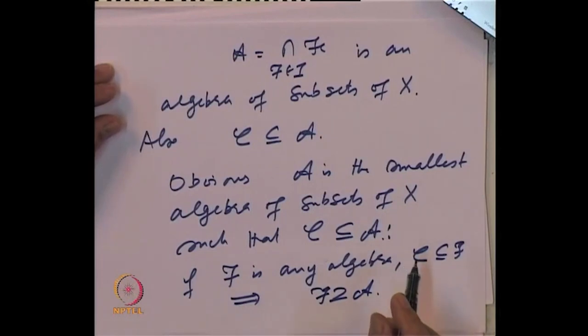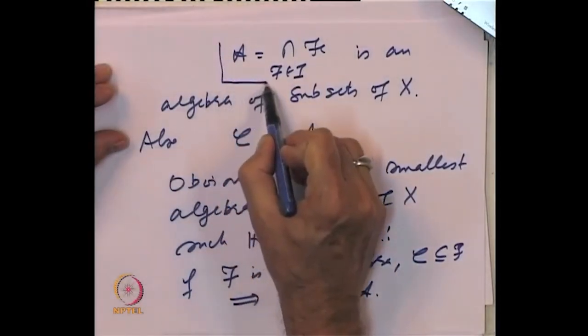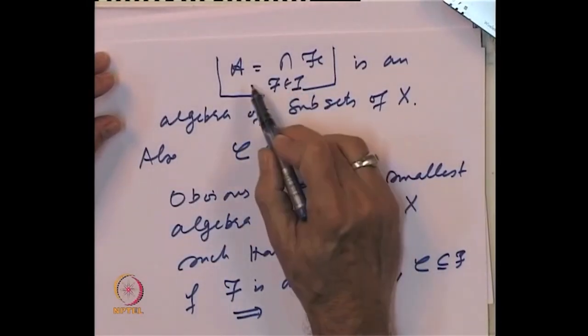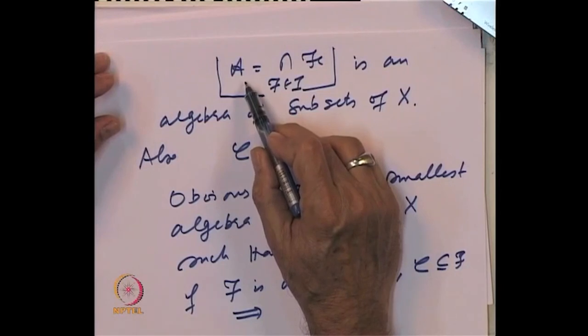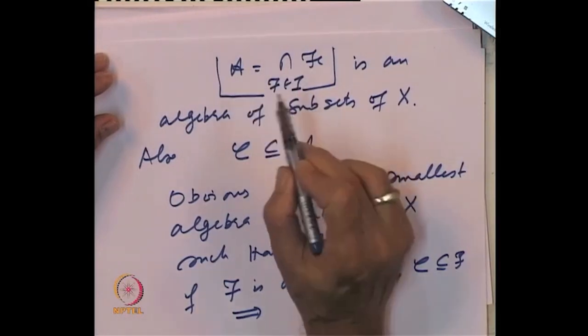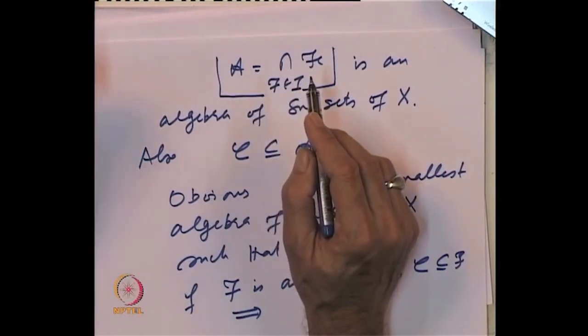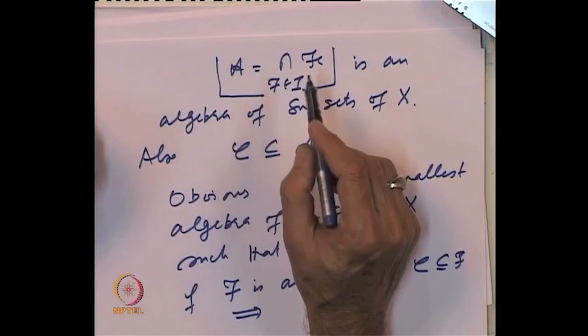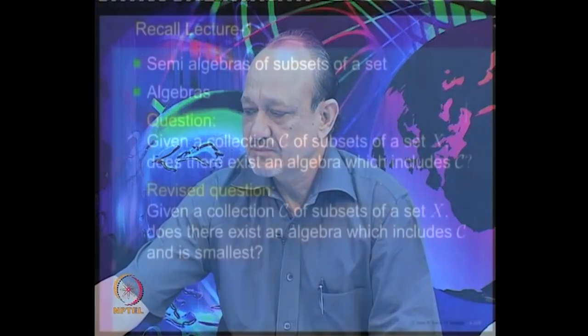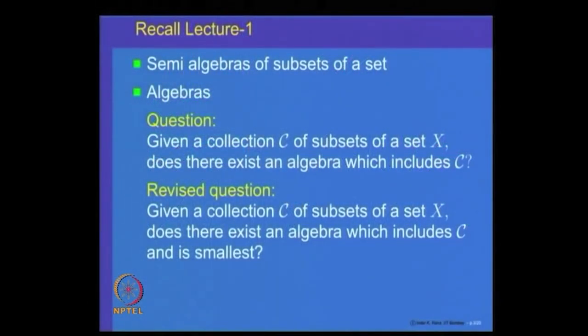So, what we have shown is that given any collection of subsets of a set X, if we define A by this, A is the intersection of all the algebras including C, then such an algebra exists, because there is at least one algebra which includes C, namely the power set, and it is the smallest. So, given any collection of subsets of a set X, there is an algebra of subsets of X which is smallest and includes C. So, we have answered this question, that given a collection C of subsets of a set X, does there exist an algebra which includes C and is smallest? Yes, the answer is yes.